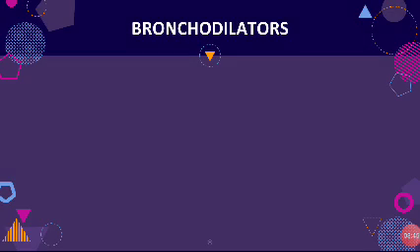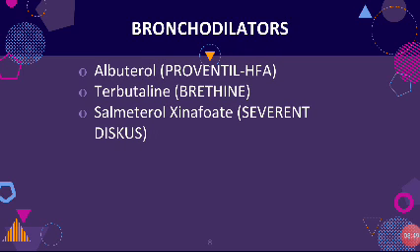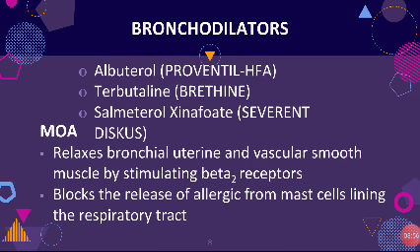Bronchodilators. Albuterol sulfate. Generic name albuterol. Brand name Proventil HFA. Mechanism of action: it relaxes bronchial, uterine, and vascular smooth muscle by stimulating beta-2 receptors, and it blocks the release of allergic mediators from mast cells lining the respiratory tract.